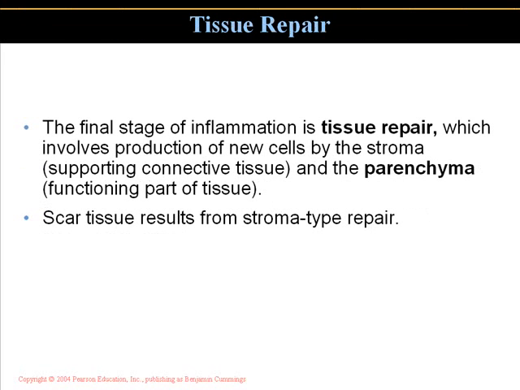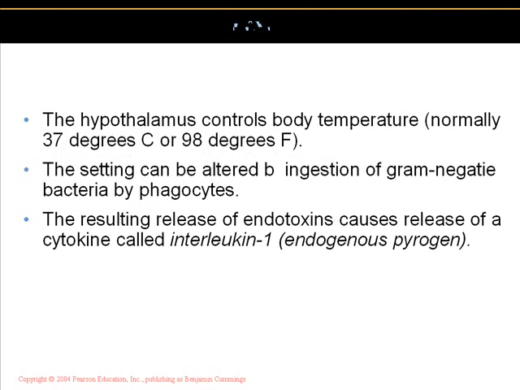The final stage of inflammation is tissue repair. This involves the production of new cells by the stroma, which is the supporting connective tissue, and the parenchyma, which is a functioning part of tissue. Scar tissue results in stromal type of repair.